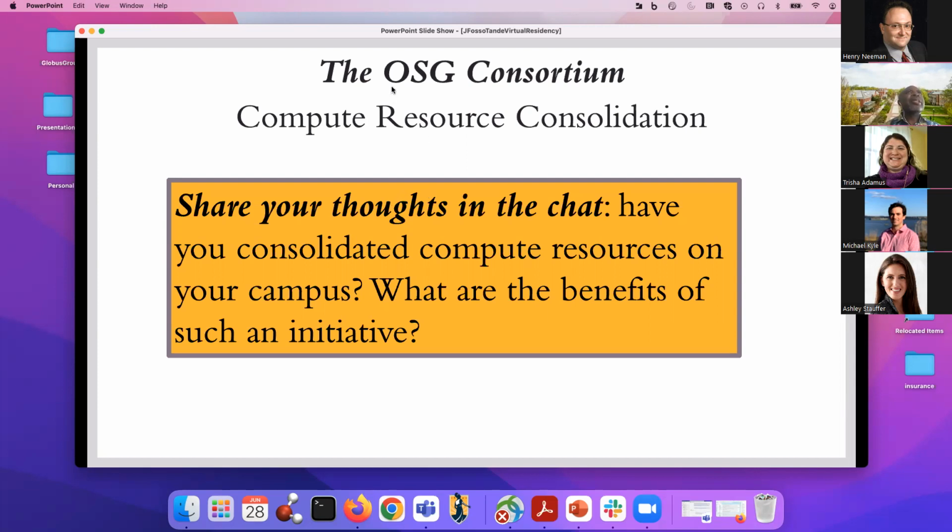Okay, good. So share your thoughts in the chat if you've consolidated or if you've thought about consolidating compute resources on your campus.